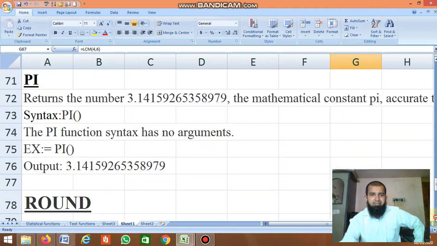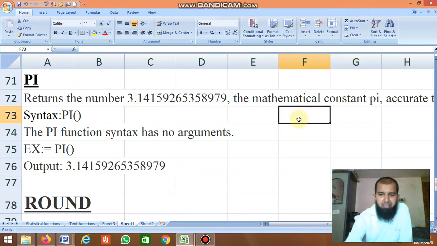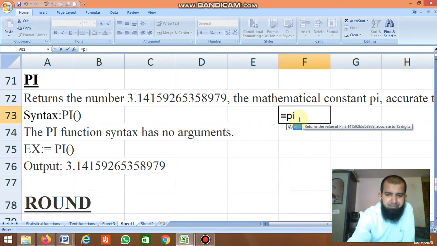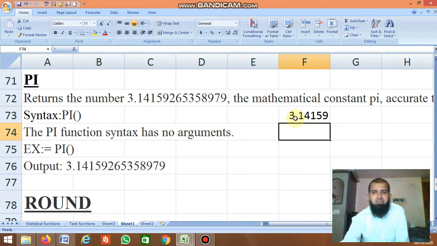Next, PI. Returns the number 3.142. You know the pi value, no? That is 22 divided by 7. Equal to pi, here 3.14159. Clear, no? The pi function syntax has no argument here. You only write pi. That's it.